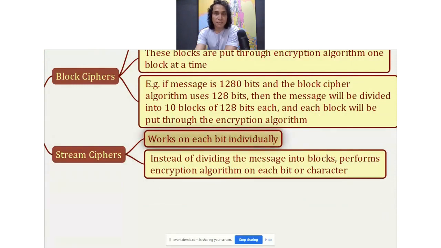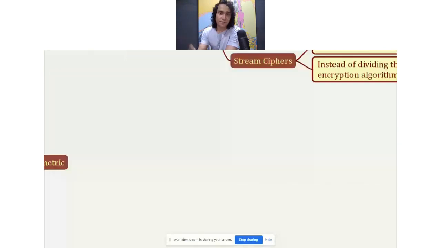Next one is stream cipher. As I said, it works on each bit individually. And instead of dividing the message into blocks, it performs the encryption algorithm on each bit or character separately. All right.